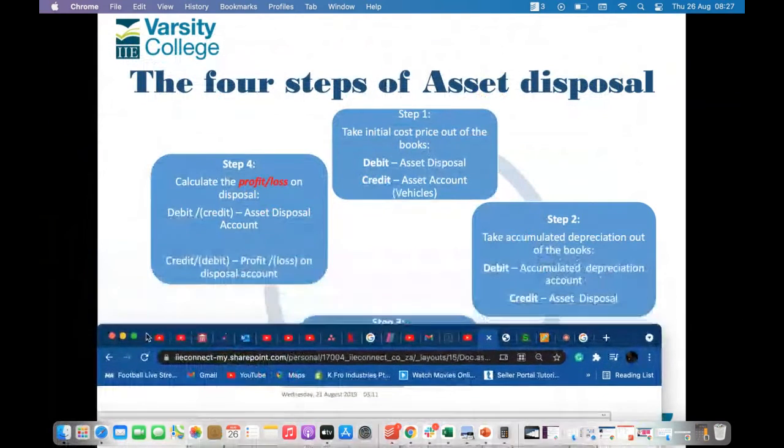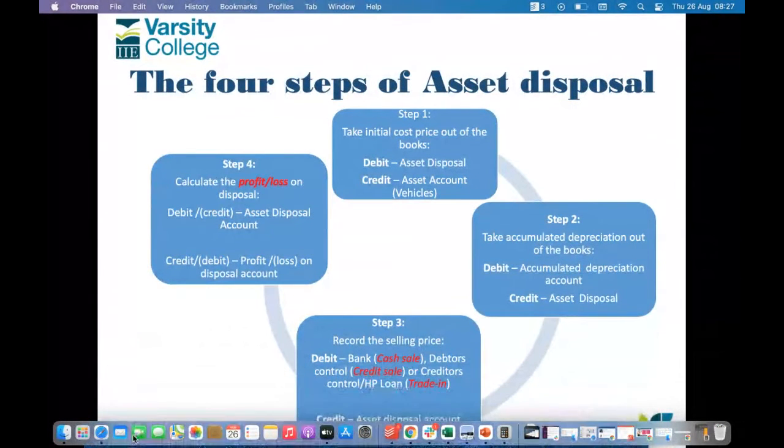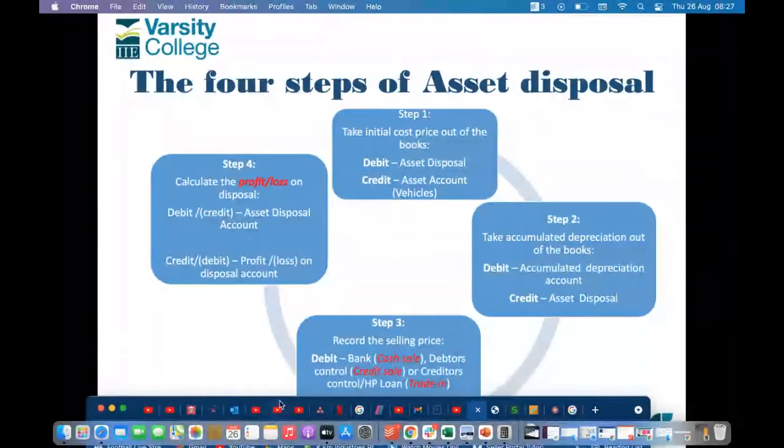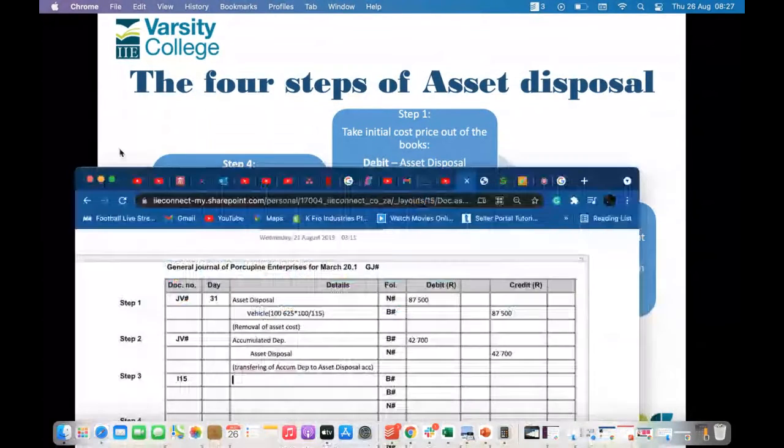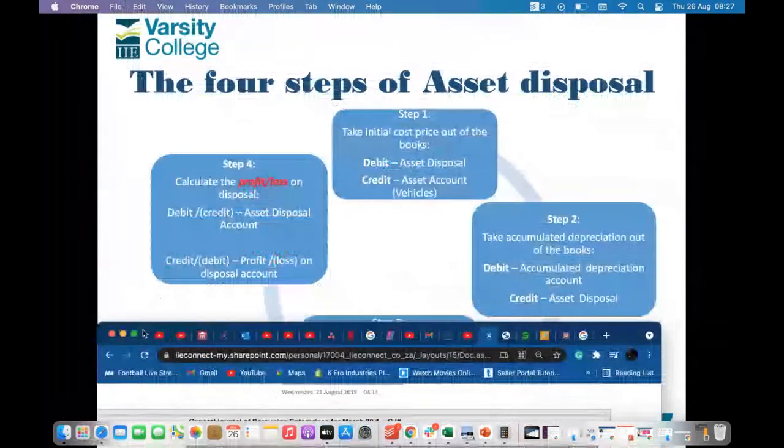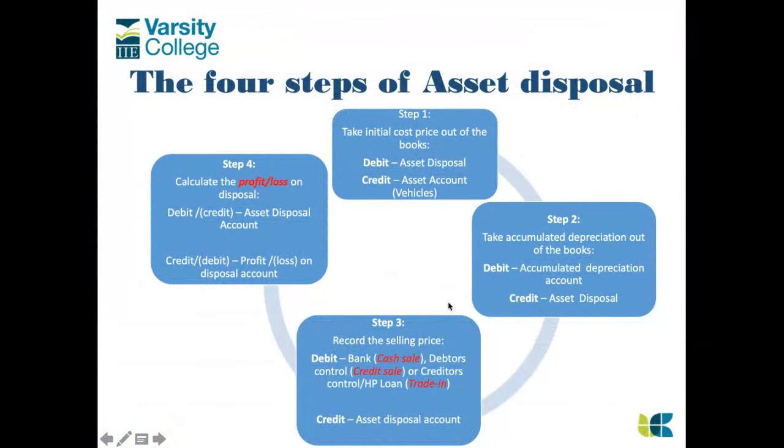So then we move on to step number 3. Let's just do this now. I see it's not allowing me to. Okay, I know what I need to do. I actually need to click on it. Okay, there we go. So step number 3 is now to record the selling price. We need to record the disposal, because sometimes we're not selling it, sometimes we're trading it in. So step number 3 is to record the disposal of the asset.